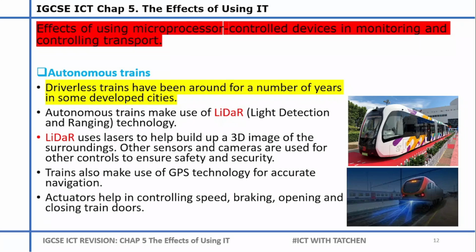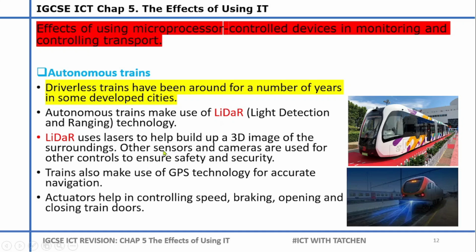So basically, they make use of LiDAR, that's light detection and ranging technology, for navigation. With the help of lasers, they are able to build up a 3D image of the surroundings. So this is the second image here. You cannot see the light with your eyes, it's invisible light, so they can shine and check what is in front of them while they speed off to wherever they're going.